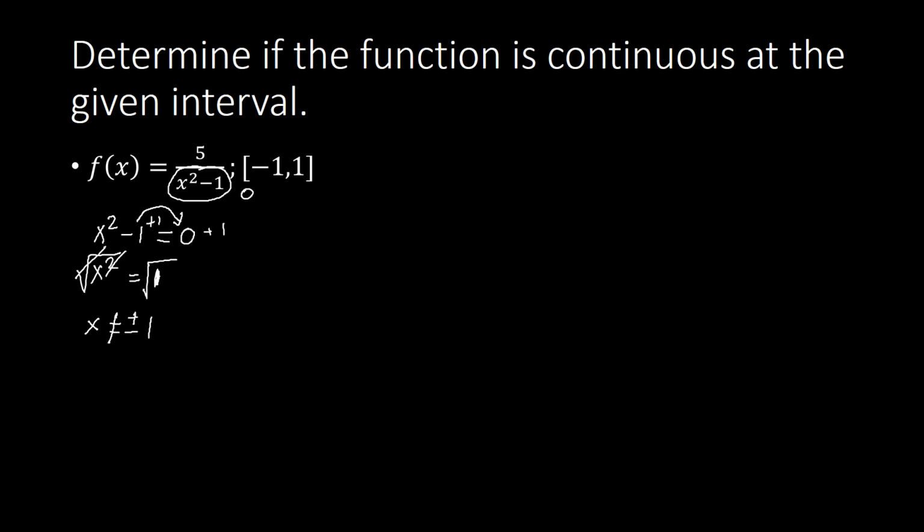+1 nor -1. So if you try to look at our interval, satisfying our conditions here for the continuity of the function in an interval, we have to check on the first thing. We have to check if the function is continuous at the open interval (a, b), wherein our a here is -1, our b is 1.